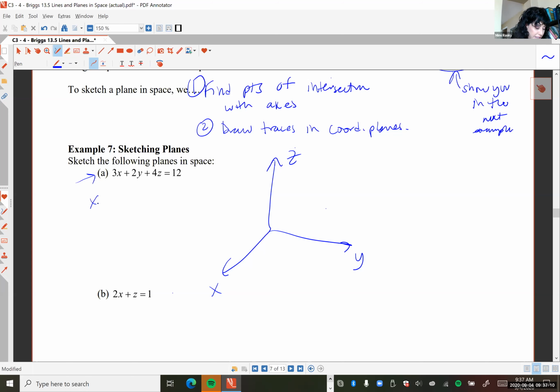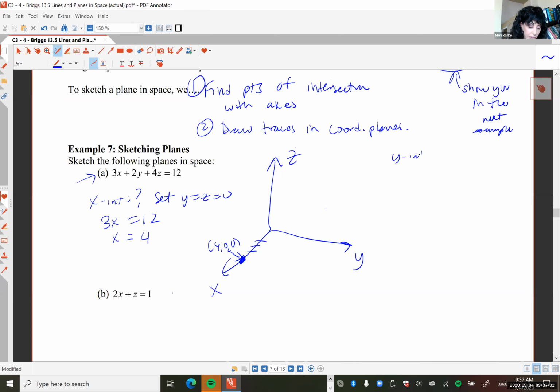So how do you get the x-intercept? Well, you force the y and z coordinates to be 0 just by substituting in the equation, and then your equation looks like 3x equals 12, and then you get x equals 4. So what are we saying? The point (4, 0, 0) right there on the x-axis is going to be a point in the plane.